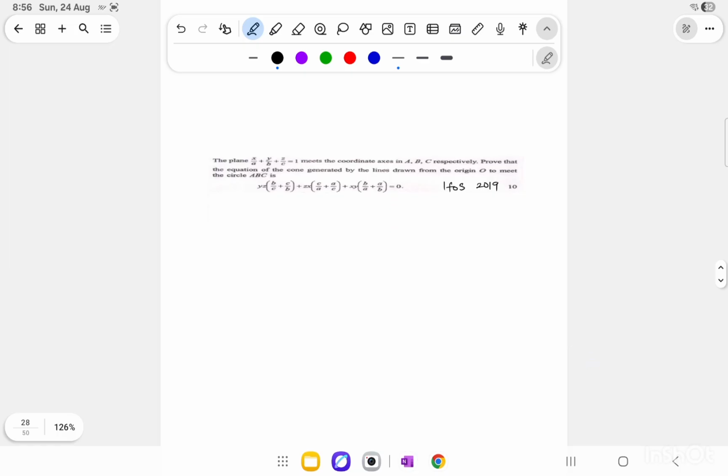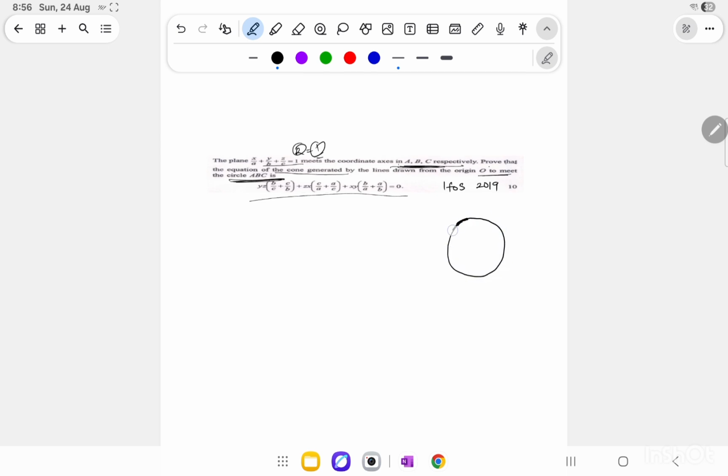The next question says that this plane meets the coordinate axes at A, B and C respectively. Prove that the equation of the cone generated by lines drawn from origin to meet the circle ABC is this. This is basically a repeated question. From here you can just find out the coordinates of ABC. Earlier we assumed it equals to k, and if you just put k equals to 1, you'll get this.